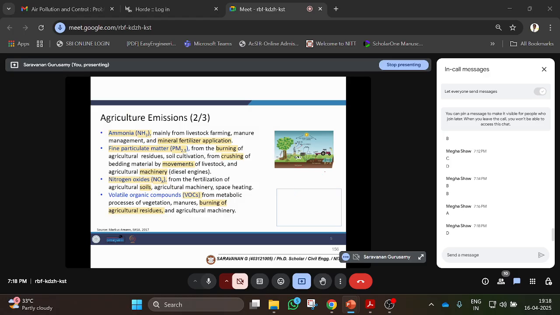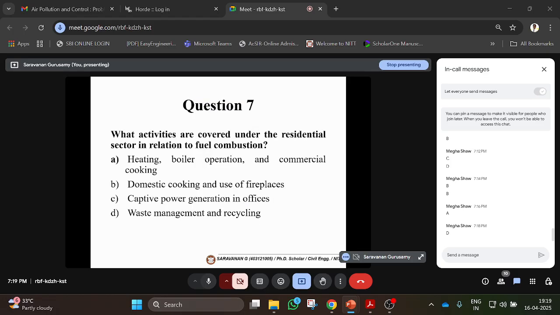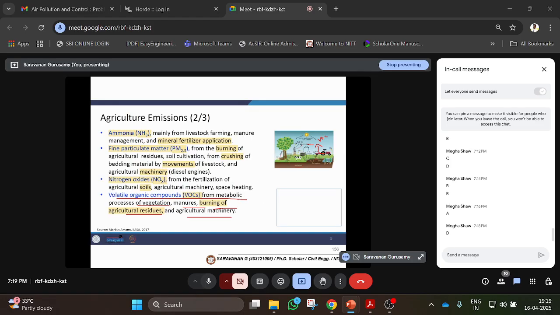So A, this one you can see here. So any metabolism will also release VOC, and engines will also release VOC, right? So you can see here VOC are from metabolic process of vegetation, manure, burning of agricultural residues, and agricultural machineries, whatever the diesel-based vehicles or petrol-based vehicles. Okay, option D is correct. Both A and C.